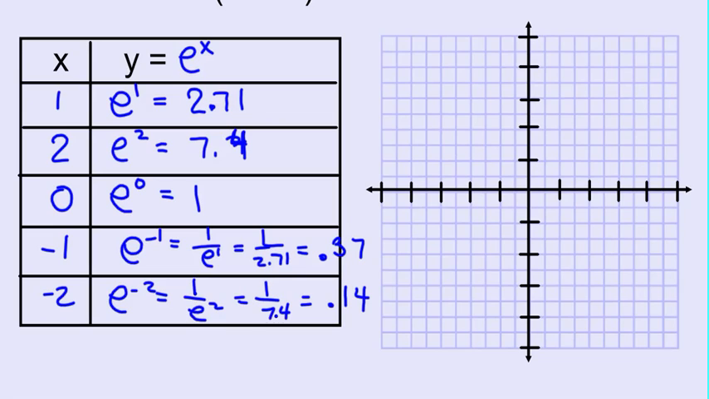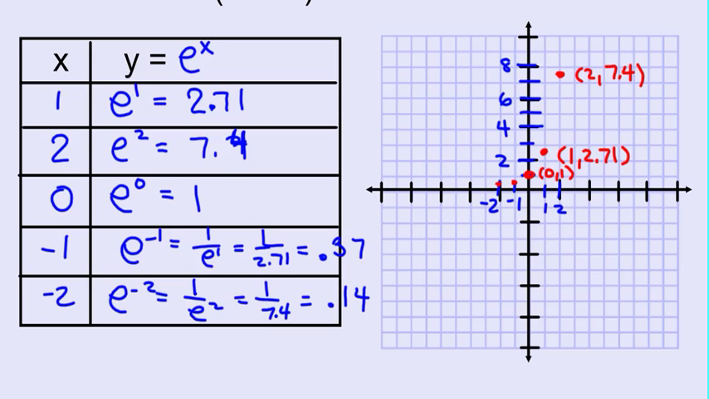Let's bring down this. So we'll go over 1, up 2.71. That's about here. And then over 2, up 7.4. So 4, 5, 6, 7, 8. Probably should mark a few of these. So there's 2, 7.4. Here is 1, 2.71. Next one is over 0, up 1. And then -1, -2. Pretty small numbers here.